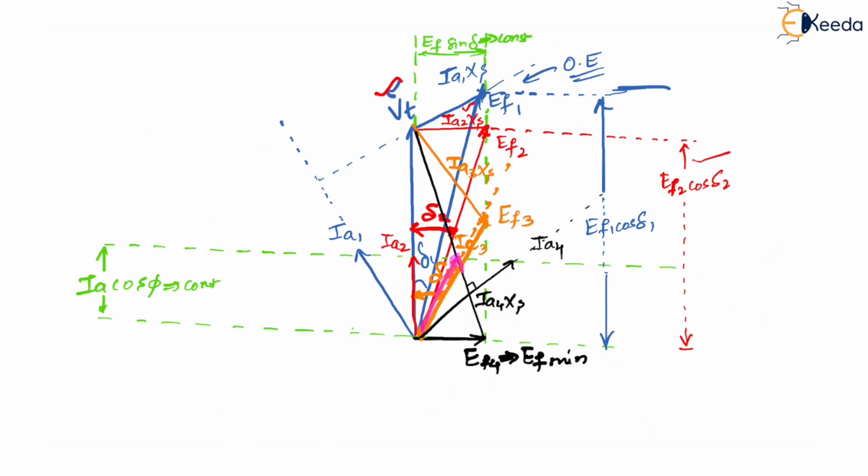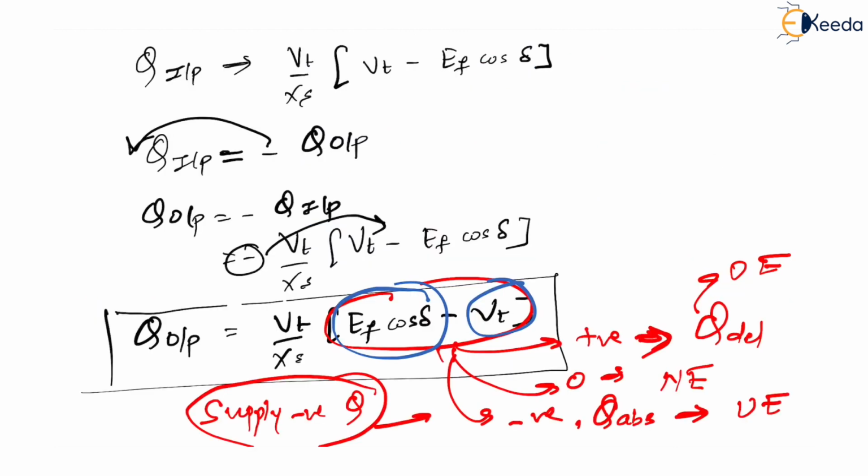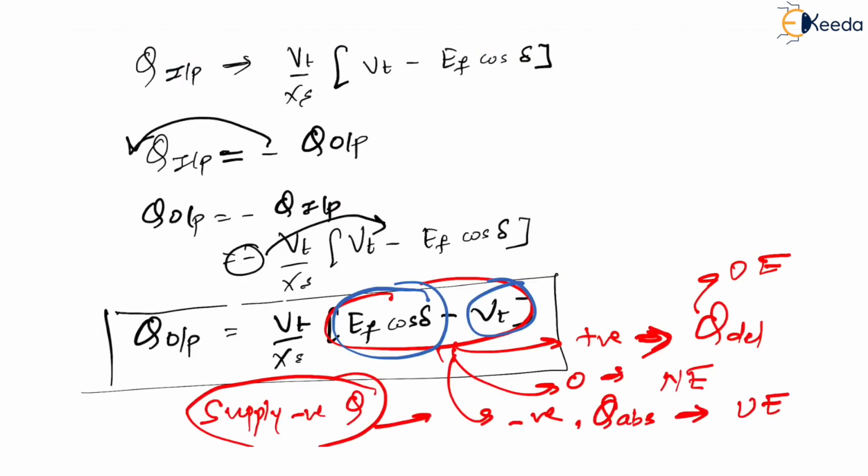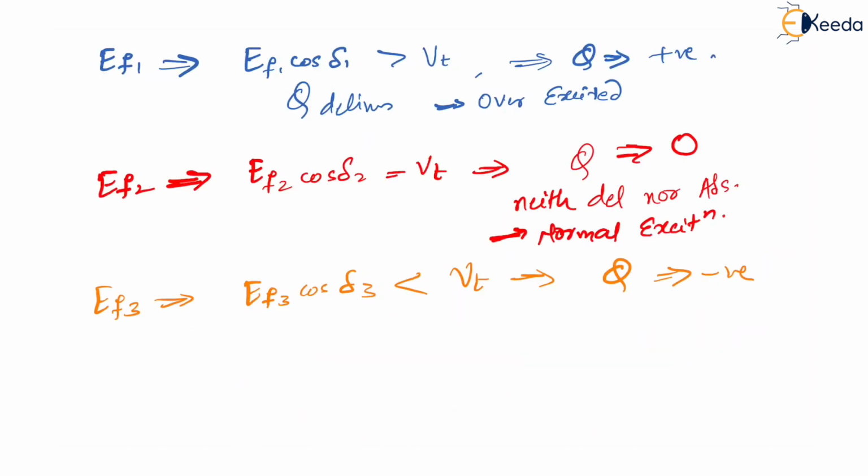Now let us think of EF3. If you consider EF3, what is EF3? EF3 is here. So if you come here, let me draw EF3 cos of delta 3. How big will it be? If you see, the length of VT is more, EF3 cos of delta 3 is less, correct? For the EF3 case, EF3 cos of delta 3 is less than VT. That is the reason I can say that the reactive power Q is going to be negative. See, EF cos of delta is less and VT is more. So can I say that Q is negative? Yes, the whole sum will be negative.